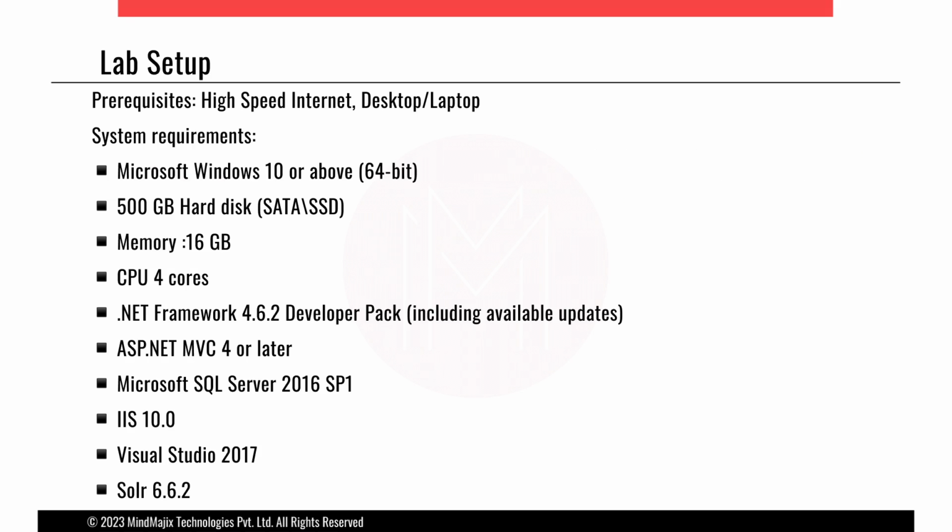This is the required system requirement once you start with the Sitecore implementation. This is the prerequisite: you need to have high speed internet, a desktop or laptop, plus these system requirements before we start implementation. Microsoft Windows 10 or above, a minimum 500 GB SSD. There should be 16 GB minimum memory.